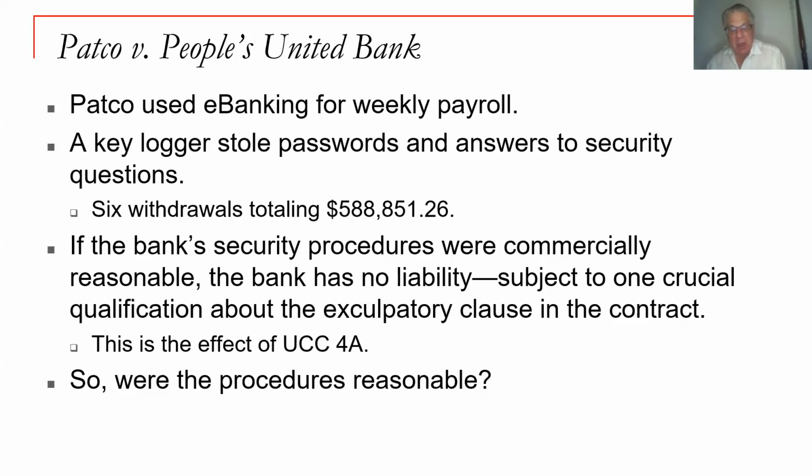And the basic law on this is that if the bank's security procedures were commercially reasonable, the bank has no liability. Subject to one crucial qualification important for us. Right, the crucial qualification is the exculpatory clause in the contract. The bank's contract with Patco had a clause that basically says, hey, if we're negligent, it's not our fault, it's your problem, right?